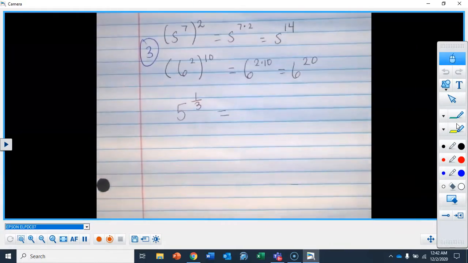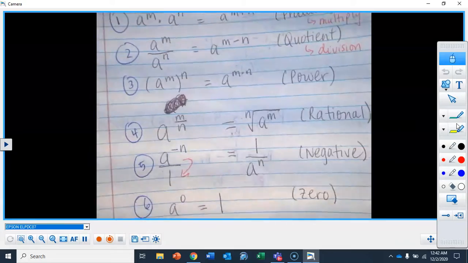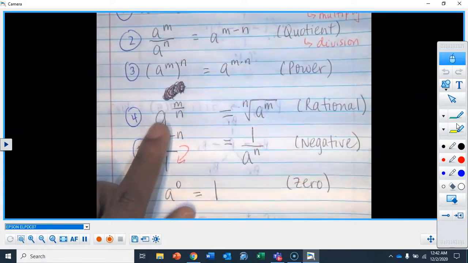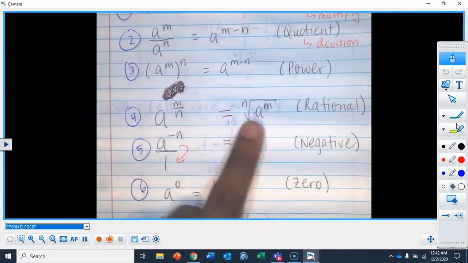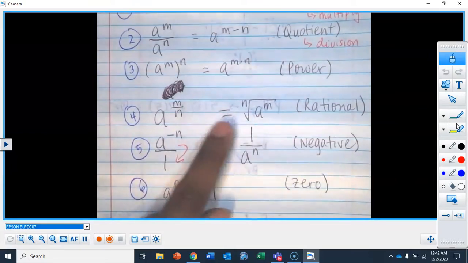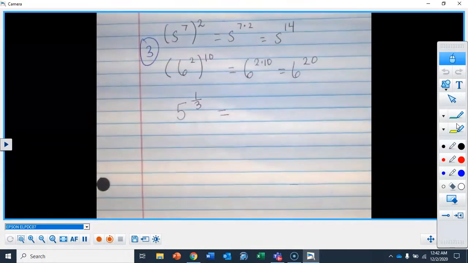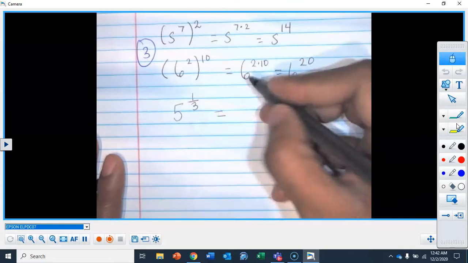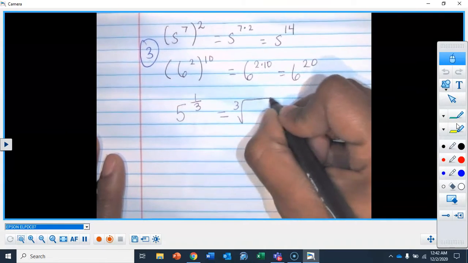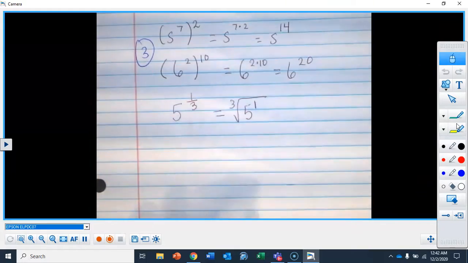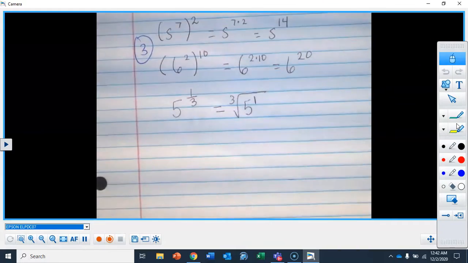So here's what the rational law says. The rational law says, hey, A, whatever your base is, raise it to the m, put it inside of here, and then the number that's in the denominator is the root number. So guess what this becomes, guys? This becomes 3 is my root number, and it's 5 raised to the 1 power, which is just 5. And you could put this in the calculator and get an answer.